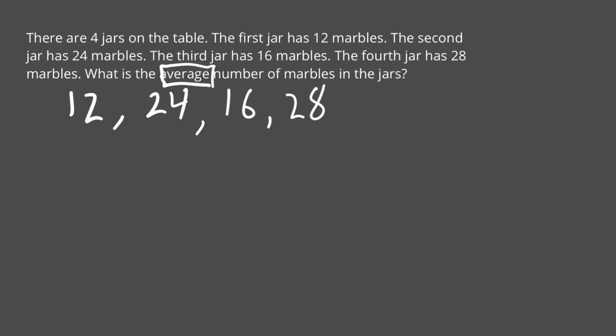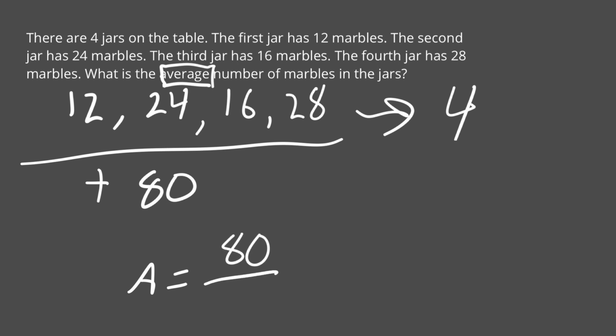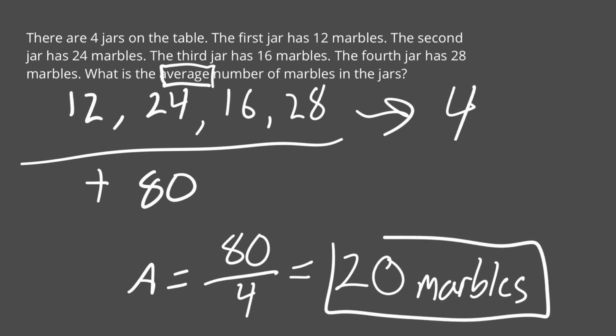Okay, now that we've written this down, this basically looks like the previous problems. So let's find the average. Adding them all up, that gives us a total of 80. We can look at the count. There are 1, 2, 3, 4 jars or 4 numbers. So the average is going to be 80, which is our sum, over the count, which is 4. 80 divided by 4 is 20 marbles. And that is the mean, or the average.